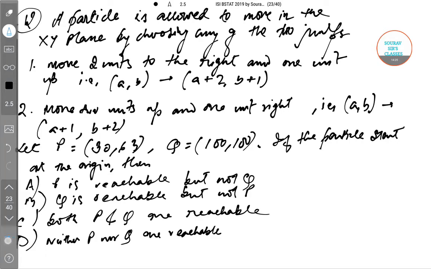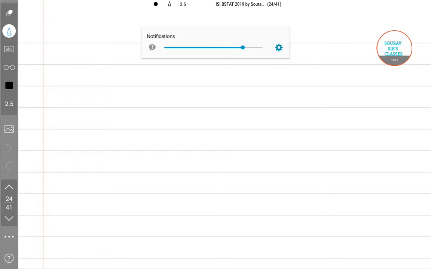So this is the question. Now we'll be moving towards the solution of this question. Okay, so we have discussed the question. Now we'll be heading towards the solution part of this question, and trust me, the solution is going to be very interesting, because this is one of the most interesting questions of ISI BSTAT 2019 paper. So let us solve this question.